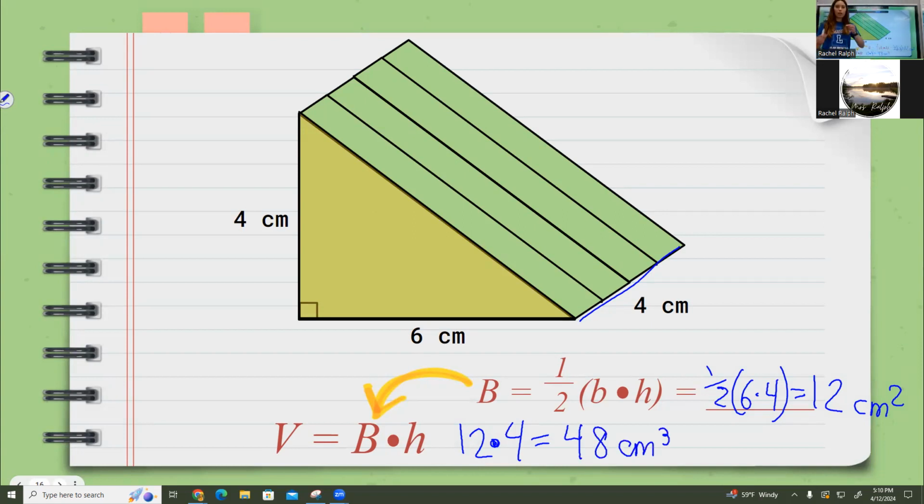48 centimeter cubes would fit inside of this shape here. 48 of them. Sure, some of them would probably have to get cut because we've got some angles here. But 48 whole cubes could fit inside of here. Always going back to this equation, B being the area of our base. All right, almost time for you guys. Get ready to try some. I've got one more example for you guys.